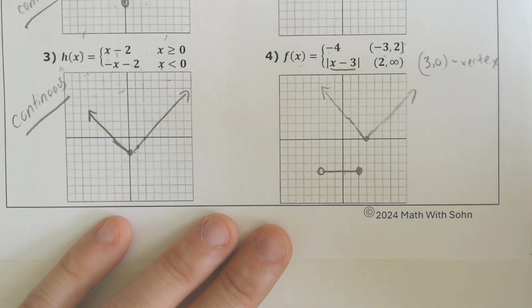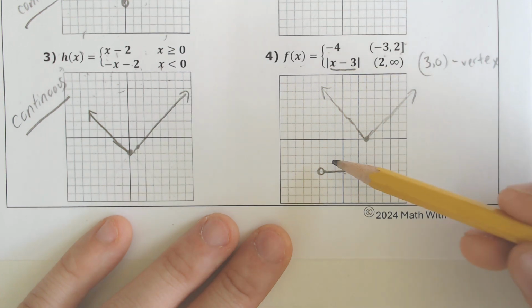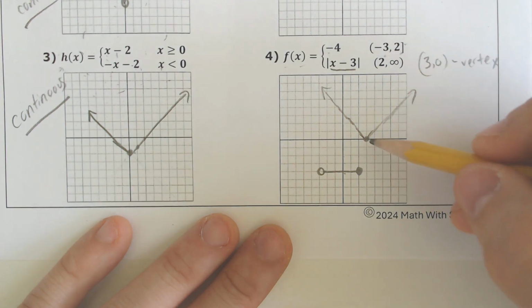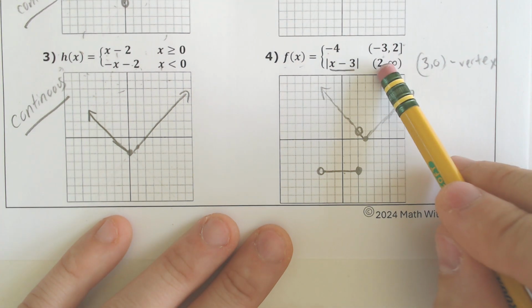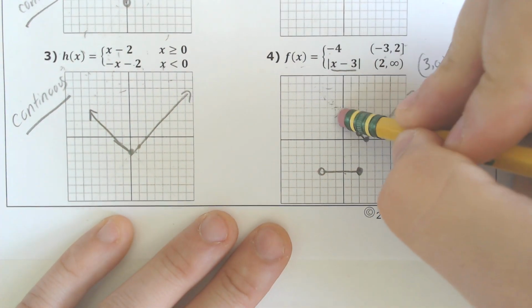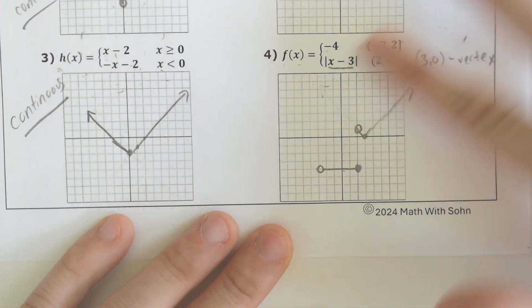Okay, what part needs to be erased? Well, we should only include this graph from 2 to infinity. So if we go over to 2, that would happen here. So we should have a hollow circle there because it doesn't include the 2. And we don't want everything before the 2. So that's why it starts right there.